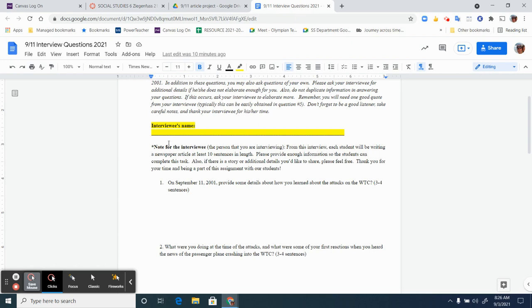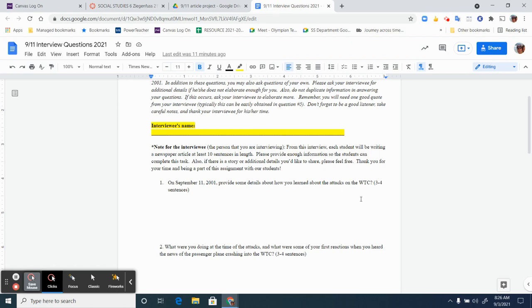I do have a note here for the interviewee. That's the person that you're interviewing. It's just a note for them that from this interview, each student will be writing a newspaper article, at least 10 sentences in length. Please provide enough information so the students can complete the task. Also, if there are additional details you'd like to share, please feel free. Thank you for your time and being a part of this assignment with our students.